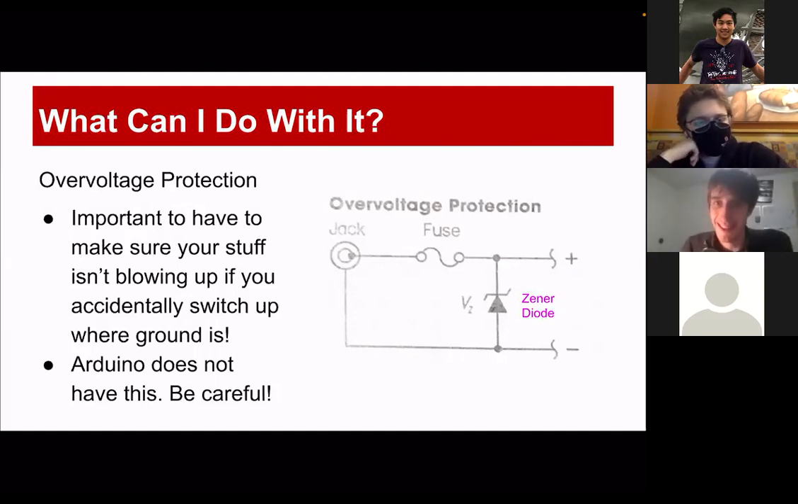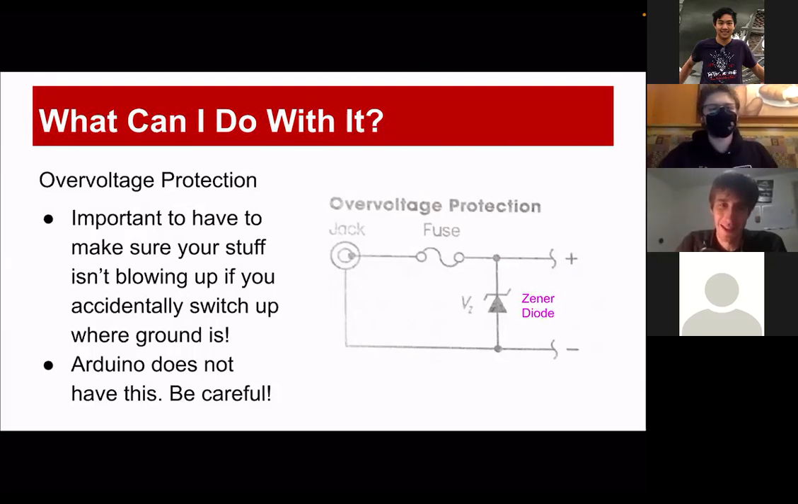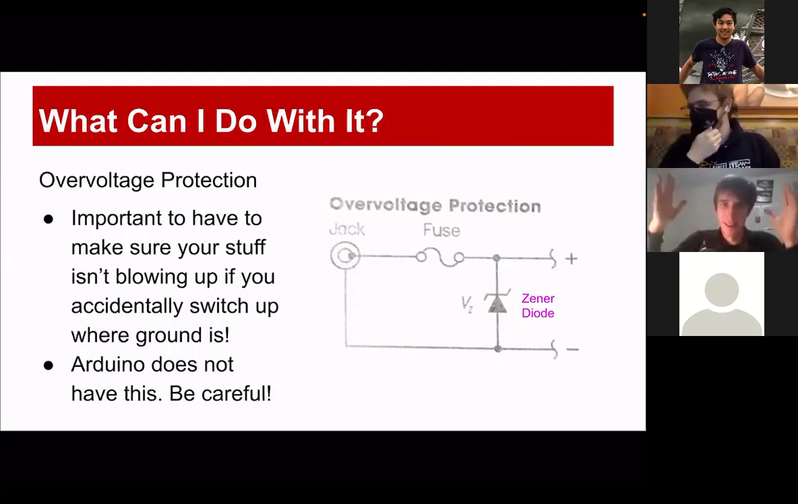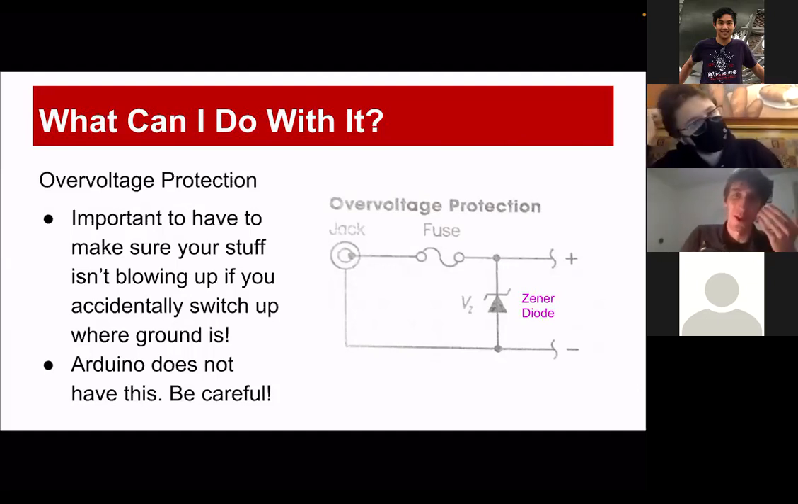Arduino does not have this. So if you apply too high of a voltage to your Arduino, it will just break and die. So don't do that. Don't apply like a 9-volt battery to your 5-volt thing and then to ground because it will not be pretty. It won't blow up, but it'll just be broken, which is unfortunate. You always want the big boom shocks because then you know something is broken. But most of the time things break and then you don't know why and you don't know how.